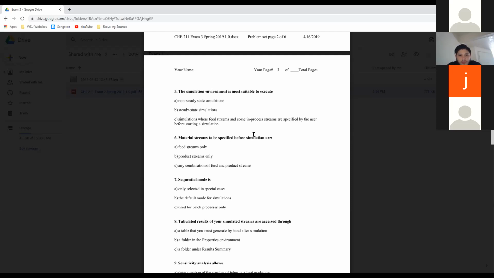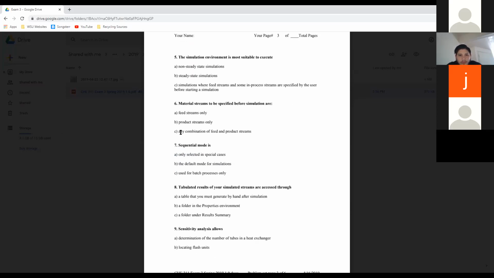So for material streams to be specified before the simulation, because we usually do sequential modular, we have to start with the feed and work our way up. And we've seen that the only thing we have to specify really is the feed. I think there's actually a way to make it so, let's say you had a mixer with 2 streams in, 1 stream out, you can specify 1 feed and 1 product stream, but that's a little more complicated. I think for this, he's looking for feed streams only.